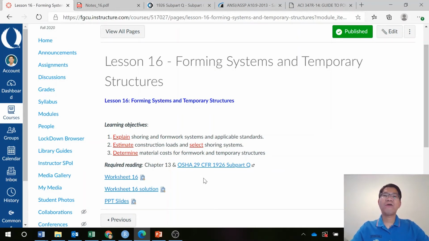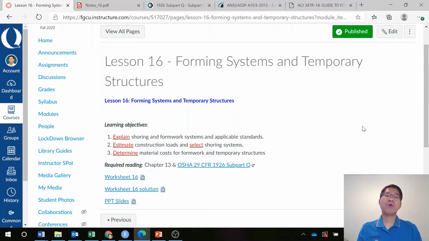Today we learn the forming system and temporary structure. With that, we have three learning objectives: explain shoring and formwork system, and what are the applicable standards used for the form system and temporary structure. And we estimate the construction load and select the shoring system for these structures, and then we determine the material costs for formwork and temporary structure, so that we can decide should we buy the materials or rent.